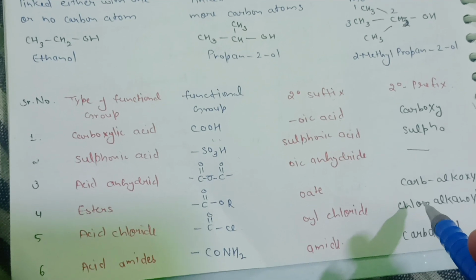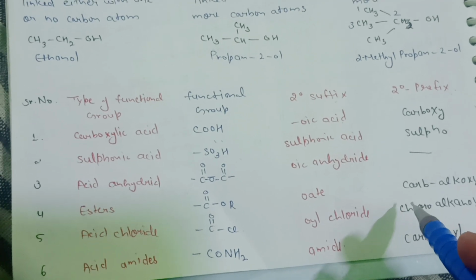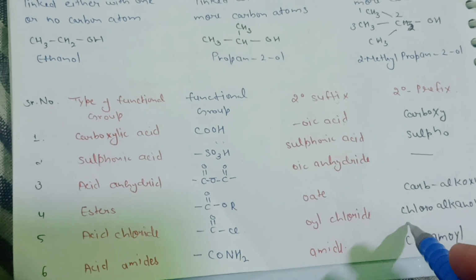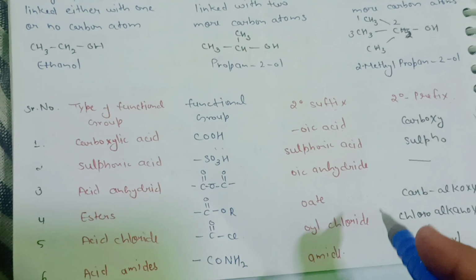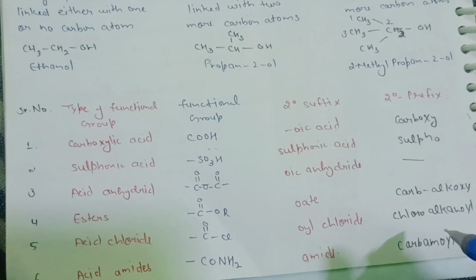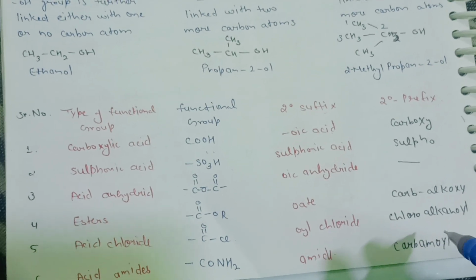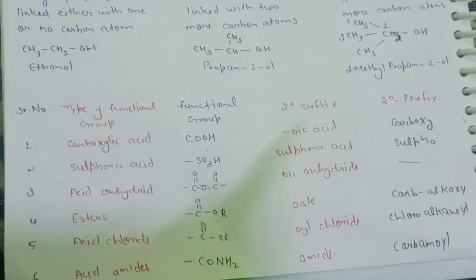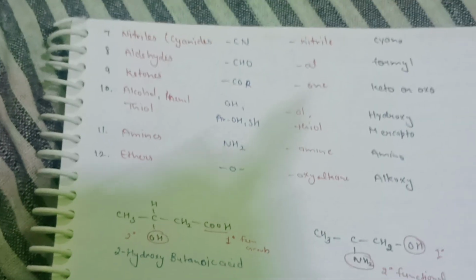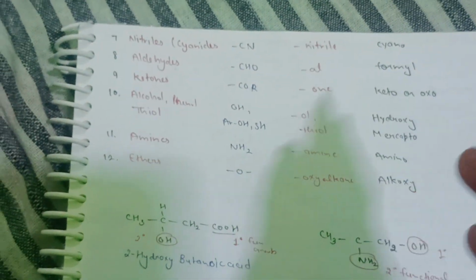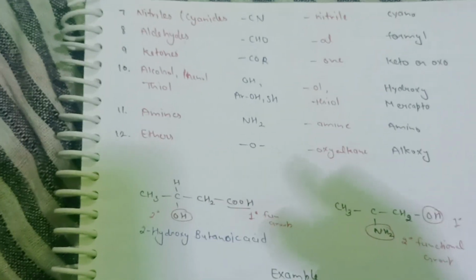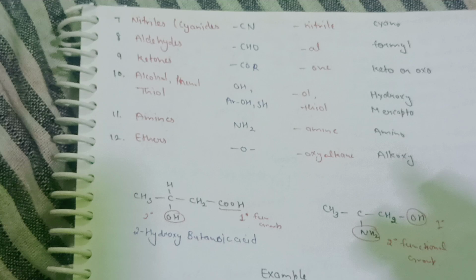Acid amides. C double bond O, NH2 is the functional group. Amide is the secondary suffix, and amido or carbamoyl is the secondary prefix. And there are some other groups, with their own functional group, secondary suffix and prefix, like ketones, alcohol, phenol, amine, ethers, nitriles, etc.